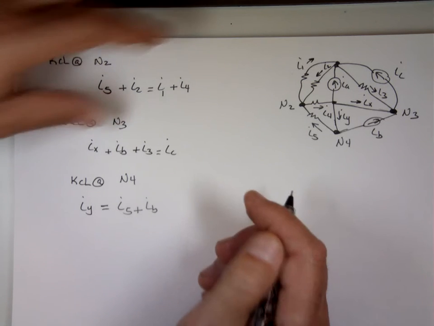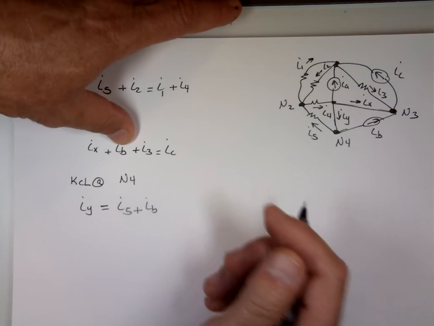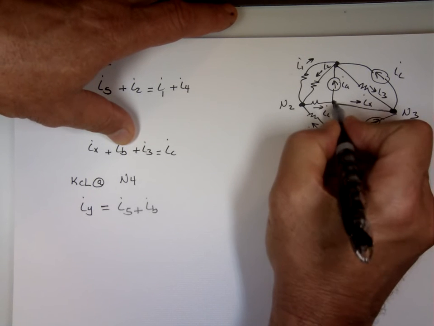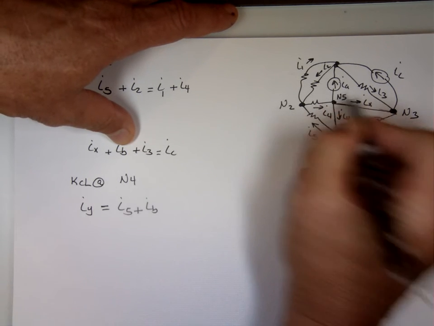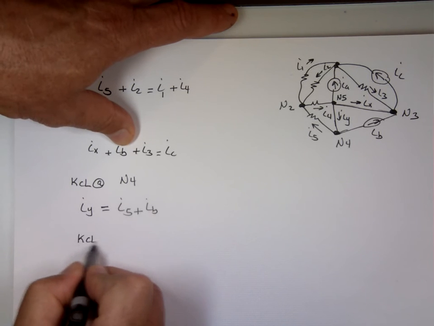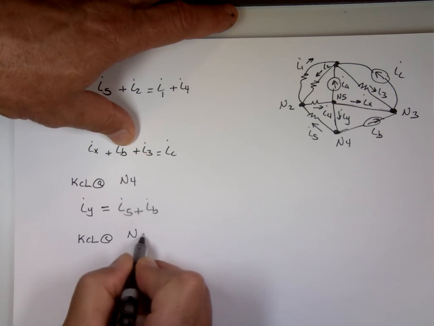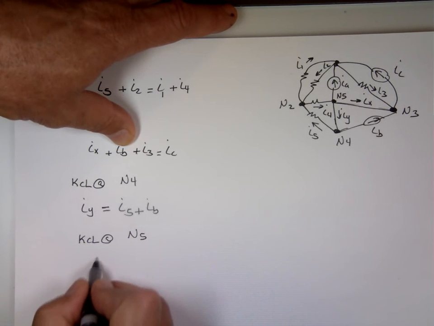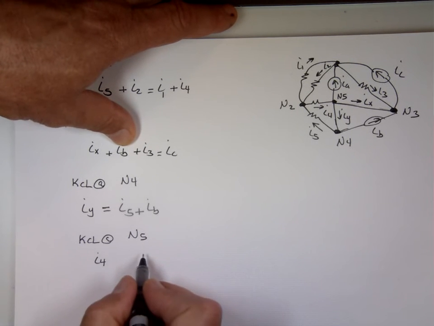Would you also need to make the center node the N5? Want to do a KCL at node 5? You want to do that? What do we have now? I sub 4 going to it. What else? What's leaving?